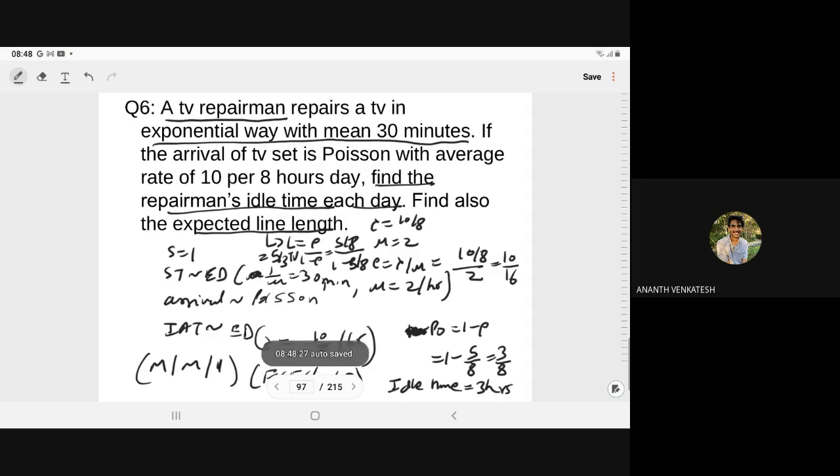But line usually means only the people who are waiting, right? Except for the one who is being serviced, everyone else is waiting. That is what we generally mean by line length. So in this case, line length means we have to include the one getting repaired. That we have to include. Actually, that is also in line.